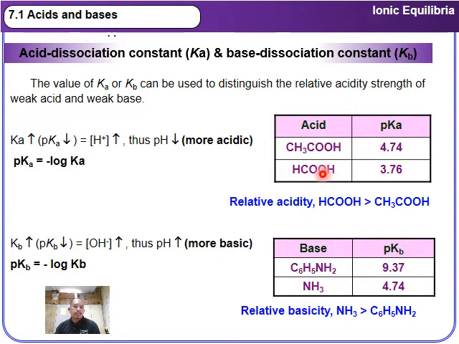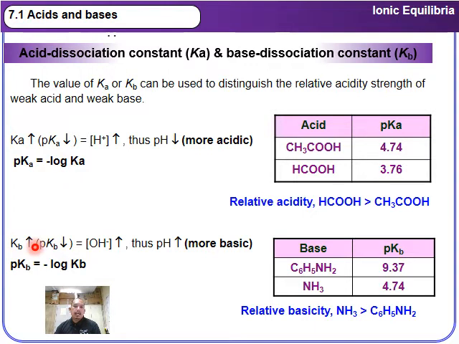For example, between these two acids, acetic acid and formic acid: acetic acid has a pKa value of 4.74, while formic acid has a pKa value of 3.76. In the relative acidity tendency, this shows that formic acid is more acidic than acetic acid. So the pKa is negative log Ka.